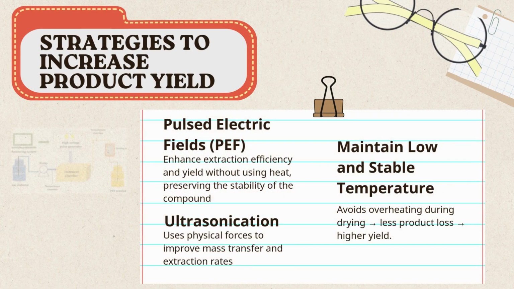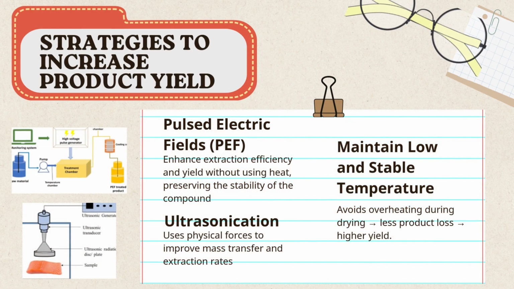Okay, now for the strategies to increase product yield. The first technique is pulsed electric fields, or PEF. PEF enhances extraction efficiency and increases yield without using heat.